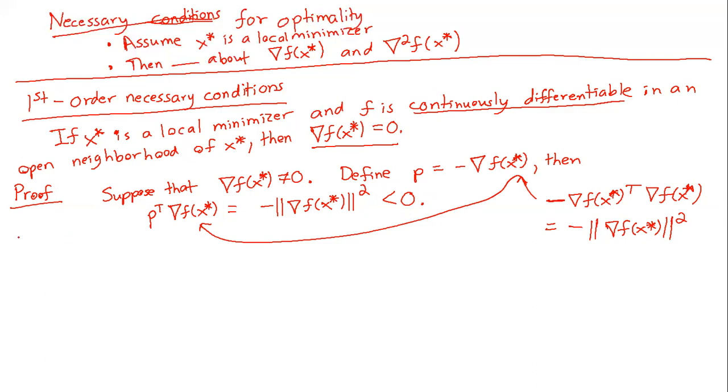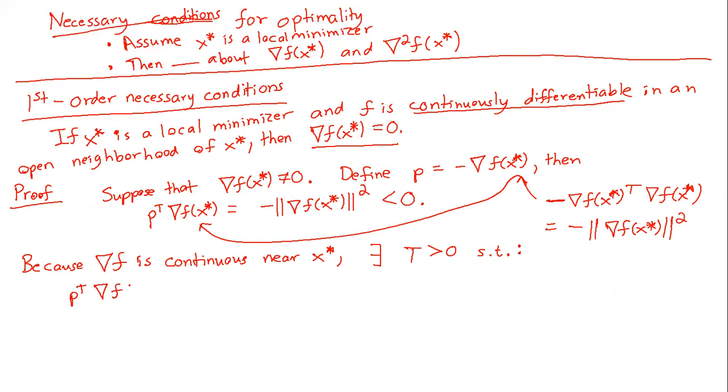And then we use the principle of continuity. So because the gradient of f is continuous, that's why this is a continuously differentiable function. So that's where we're using that statement, continuous near x star. There exists some scalar t bar greater than 0 such that P transpose del F of x star plus tP is less than 0 for all t contained in 0 to t bar.